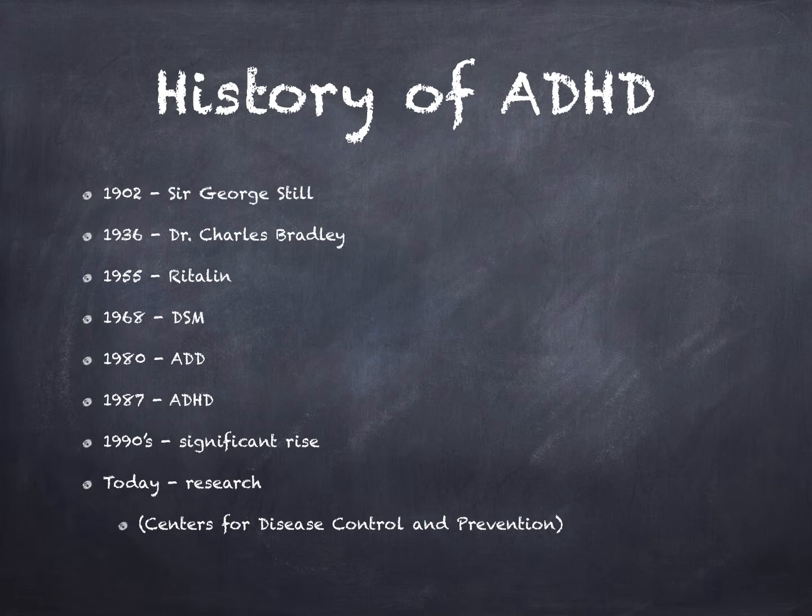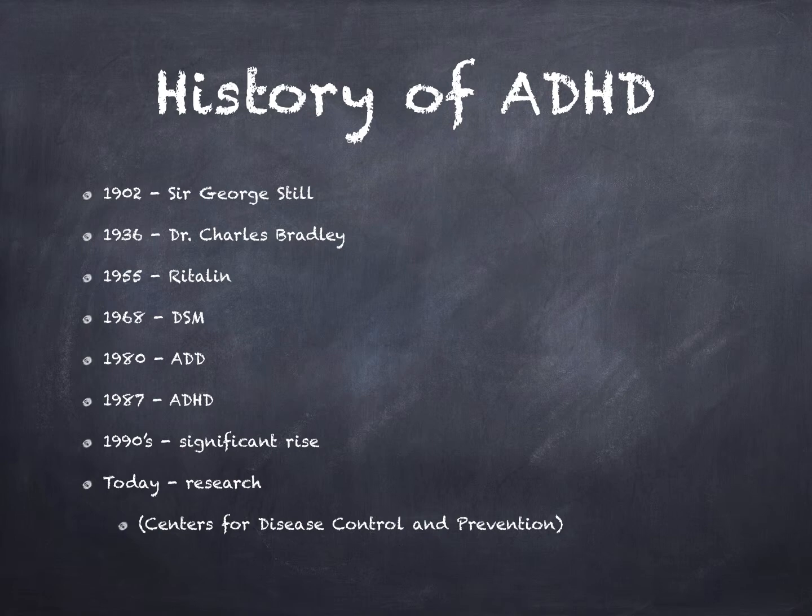The history of ADHD begins with a British pediatrician, Sir George Still, in 1902. He first identified some children as having an abnormal defect of moral control. Later, in 1936, Dr. Charles Bradley finds benzedrine, which helps patients' behavior and performance in school. In 1955, the FDA approves Ritalin, which is a known drug for ADHD.